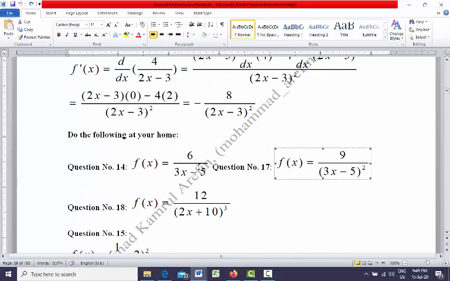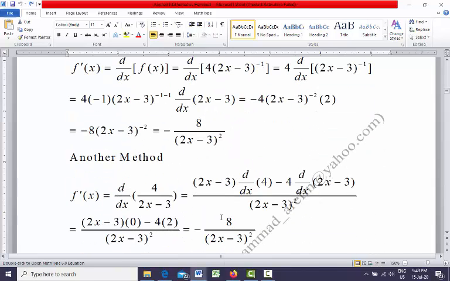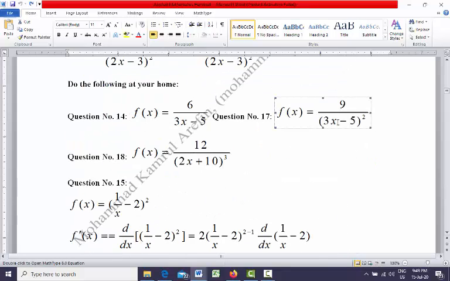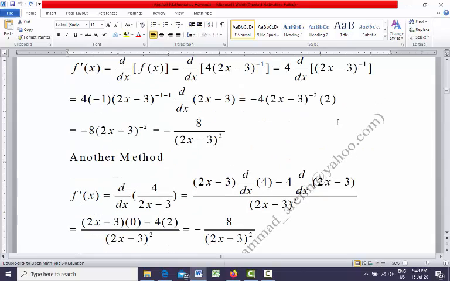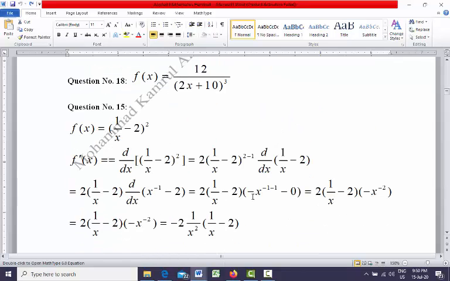Question number 14 is similar to question number 13. You solve it at your home. You can either solve it using this method, or you can use the division rule of differentiation. You may use the division rule also. So you solve question number 14, and questions 15, 16, 17 at your home. Similarly, you solve question number 18 also at your home. Okay.